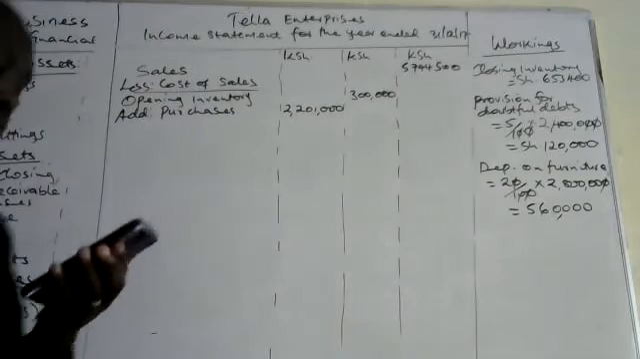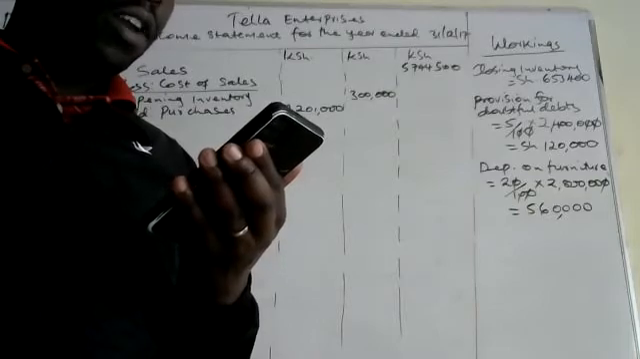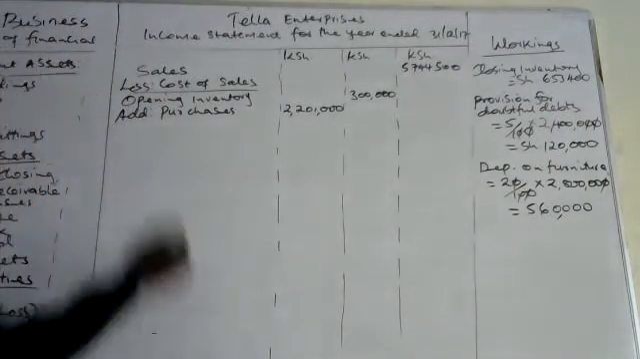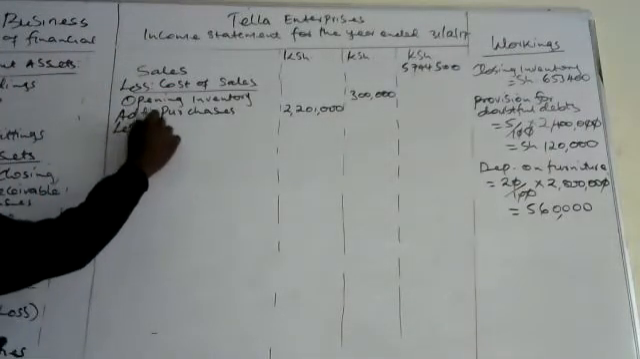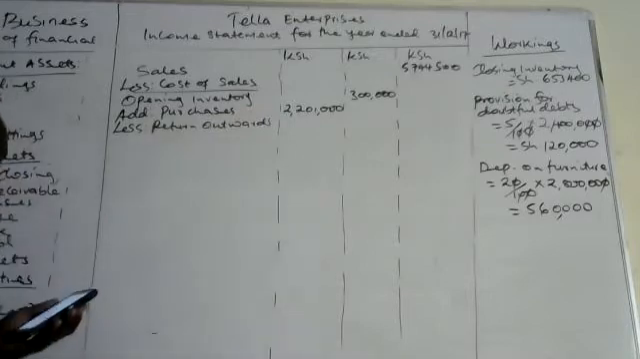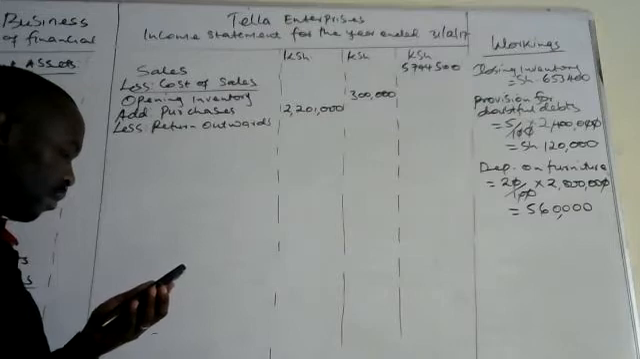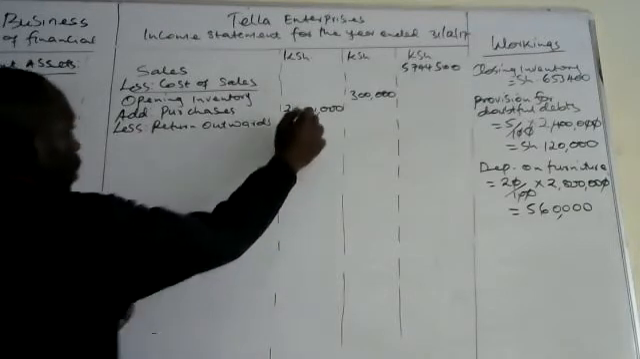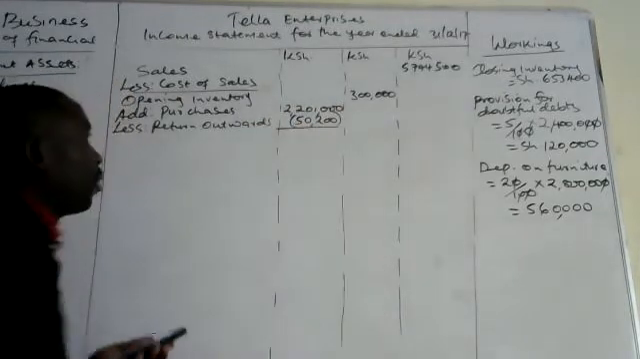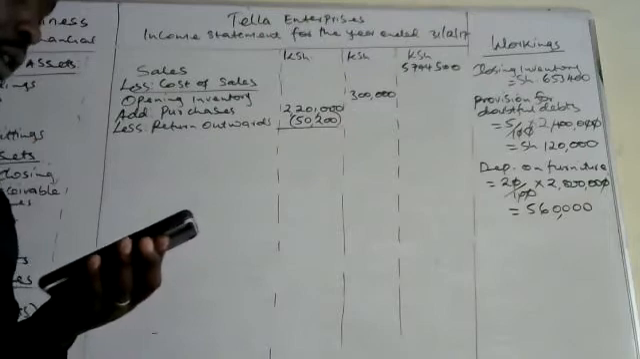And then the only adjustment that we can make here is on return outwards. There is no carriage inwards, but we are given return outwards, which we are supposed to subtract, what was bought and returned. Return outwards are valued at 5,200. Somebody to assist me with doing that. 2,201,000 minus 5,200.